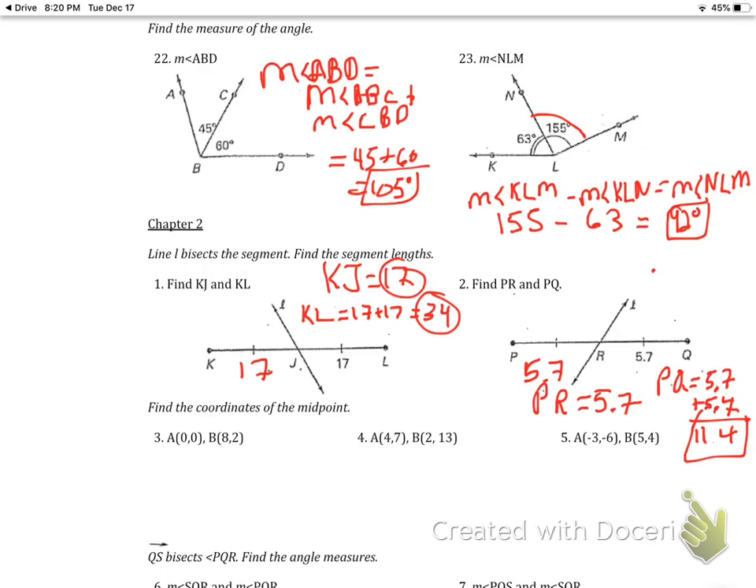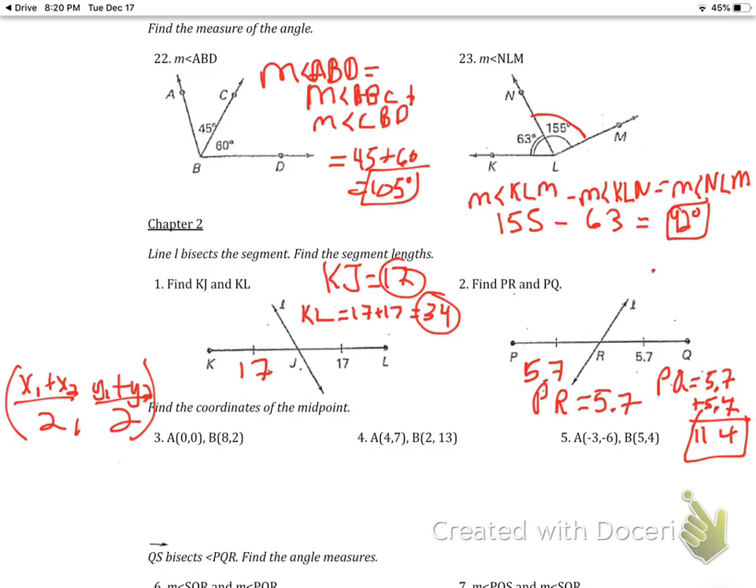Our next one is midpoint, so we should be at the top of the 3rd page right now. We have a midpoint formula. If you don't remember it, you should write it down. We have x1 plus x2 over 2, y1 plus y2 over 2.